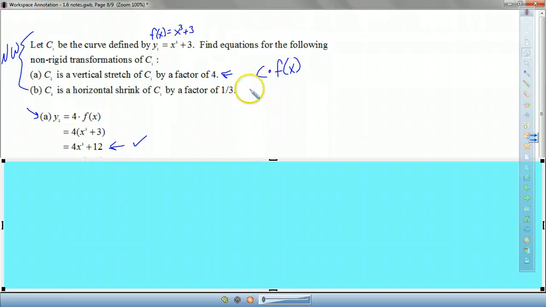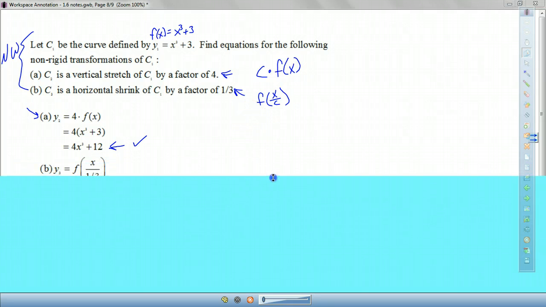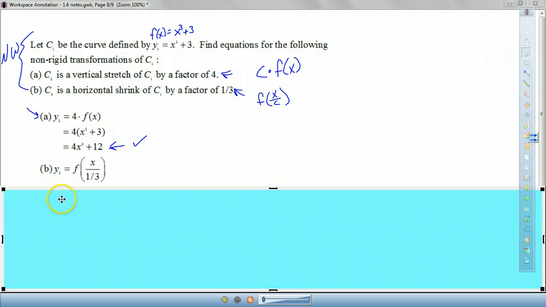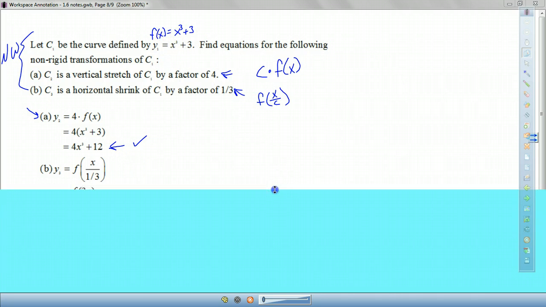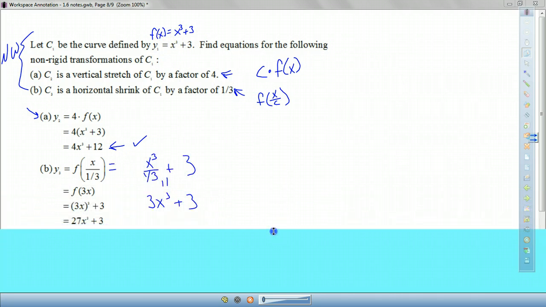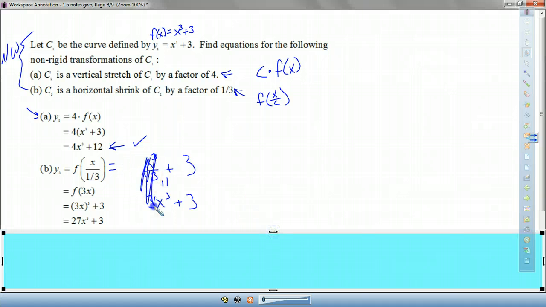Okay, so let's take a look at one that deals with the X. Whenever I see it with X, that tells me I'm taking my f of X over whatever C is. This one, C, is 1/3. So we plug in f of X over 1/3. Again, our f of X is x to the third plus 3. Oh no! Okay guys, let's just take a look at it this way.